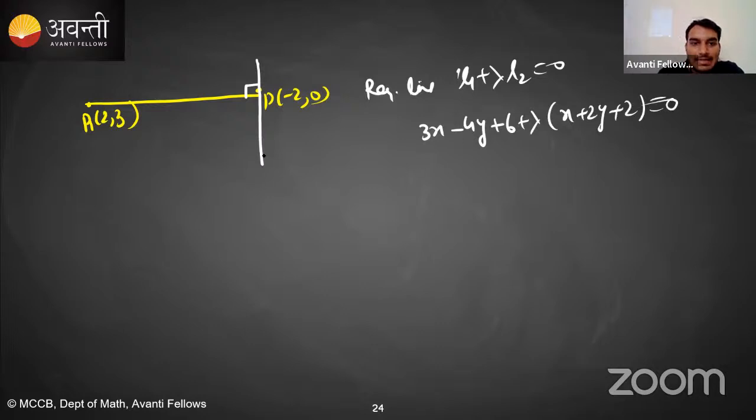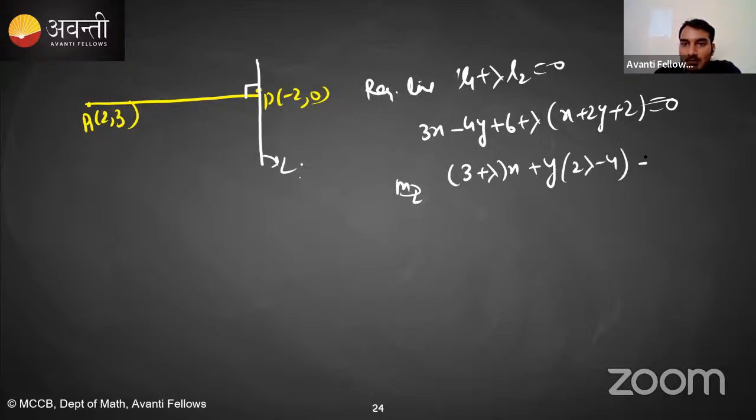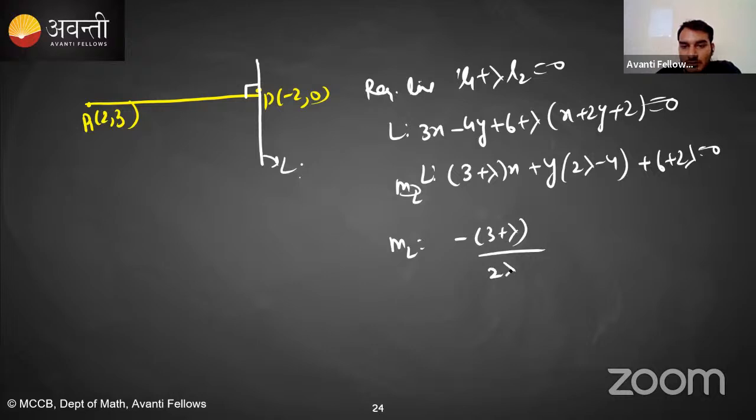So what is the slope of line L? First of all, this can be written as (3 plus lambda) x plus (2 lambda minus 4) y plus 6 plus 2 lambda is equal to 0. What is the slope of line L? This is line L. Slope is minus the coefficient of x upon the coefficient of y.